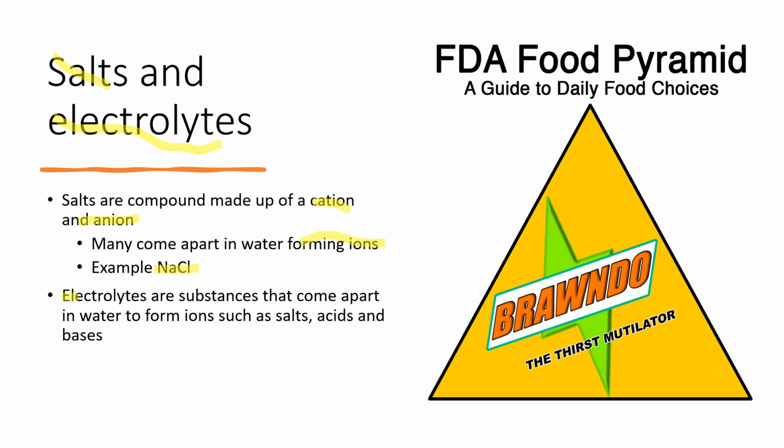Now, electrolytes are substances that come apart in water to form ions. So just like salt, right? Well, it doesn't just have to be salts, it can be acids and bases as well.